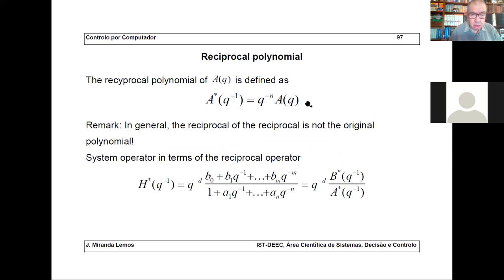So one interesting thing is that you can write the equations in terms of the q minus one operator as the ratio of reciprocal polynomials of A and B, the A and B that appear in the forward shift operator. But then we have this other term, q minus d. So when you are working with a backward shift operator, you also have this extra term, which depends on the delay. This was something that we have reviewed.